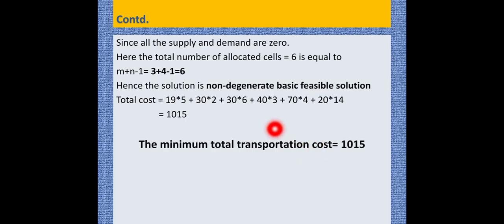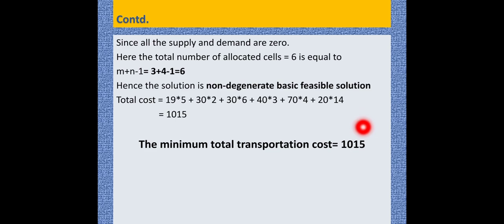Since all the supply and demand are 0, here the total number of allocated cells is equal to 6, which is equal to m plus n minus 1, that is 3 plus 4 minus 1 is equal to 6. Hence the solution is a non-degenerate basic feasible solution. So the total cost has been calculated as 1015.